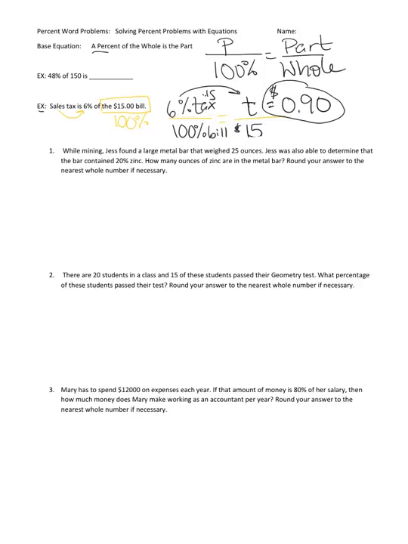While mining, Jess found a large metal bar that weighed 25 ounces. Jess was also able to determine that the bar contained 20% zinc. How many ounces of zinc are in the metal bar? Round your answer to the nearest whole number if necessary. Okay, so if I'm scanning and trying to find the word of to find my 100%, this problem doesn't give that for me. So I'm going to reword what's been given so that I can make a percent sentence. Your percent sentence will look like this: a percent of the whole is the part.